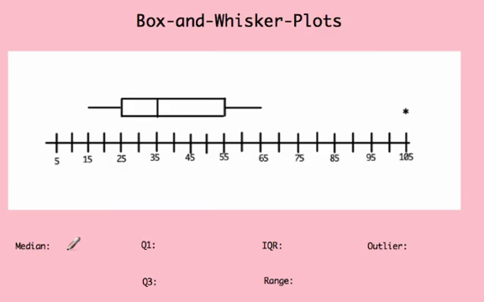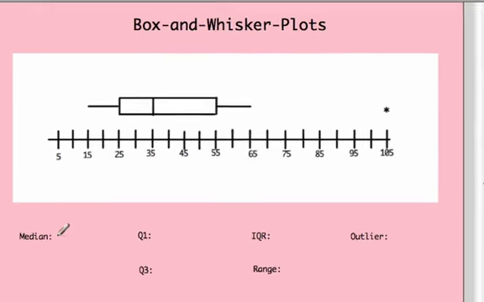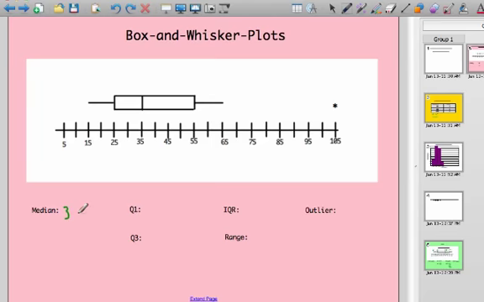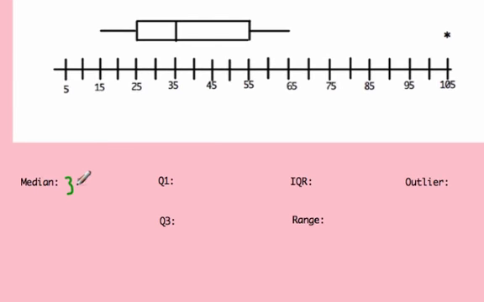Okay, the median is 35, and they don't give us a title in this graph, so we're just going to call it 35. There's no temperature or anything like that. And I just got that because that's where this middle point is. The first quartile is 25. The third quartile is right up here at 55. The interquartile range is, of course, these two numbers subtracted. So quartile 1 subtracted from quartile 3 would leave us with 30.